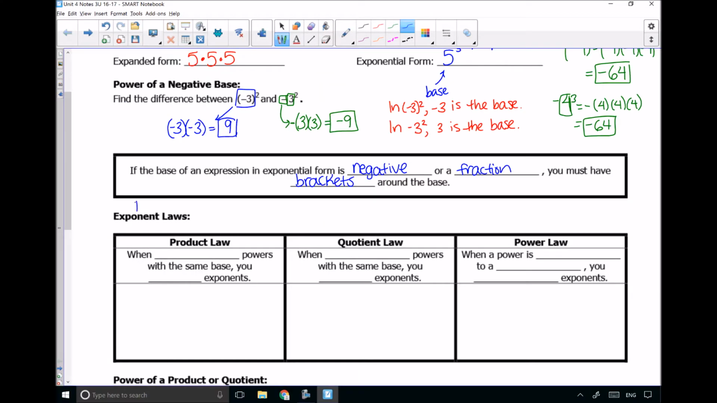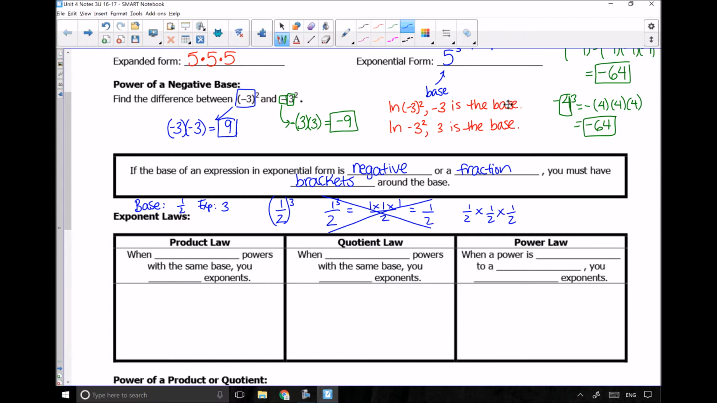So for example, if my base is 1/2 and my exponent is 3, I have to say (1/2) in brackets to the power of 3 to indicate that I'm multiplying 1/2 by itself 3 times. Without the brackets, the only thing that's being raised to the power of 3 is the 1. So what this means is 1 times 1 times 1 all over 2, which is just 1/2. That is not the same thing as saying 1/2 times 1/2 times 1/2.